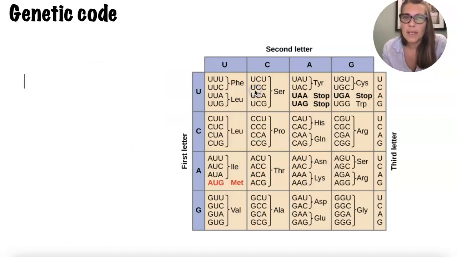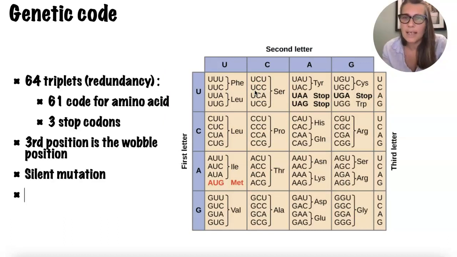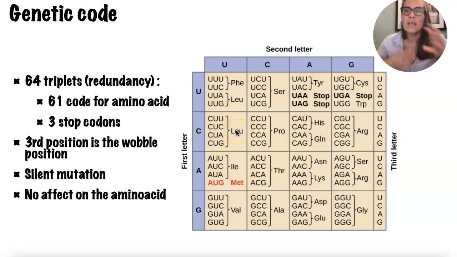Some things that we need to pay attention to: you probably already saw that we have only 20 amino acids, but we have 64 triplets, right? What you can notice here is that some codons, even though they are different, still code for the same amino acid. So there is some type of redundancy in the genetic code. Do you think this is a good thing or a bad thing? Think about it. It's a good thing, right?